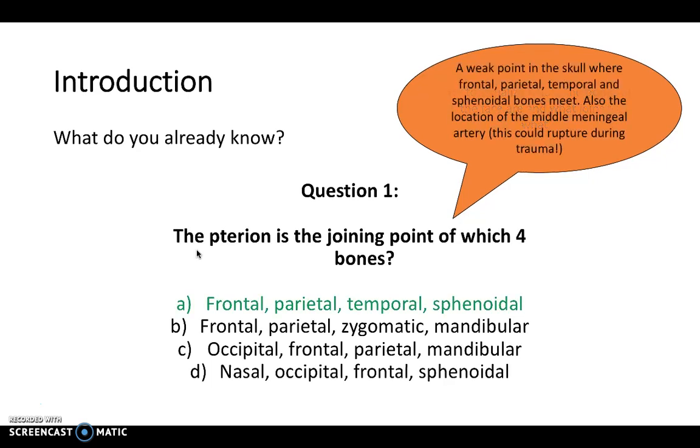So the answer here is the frontal, parietal and temporal and sphenoidal bones. So this is a weak point in the skull where these four bones meet, and it's also the location of the middle meningeal artery, and this could rupture during trauma.